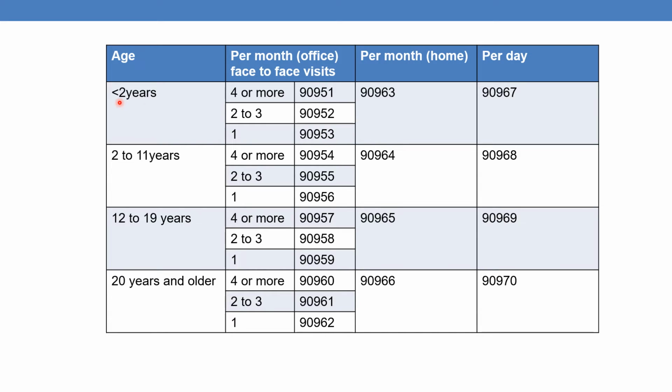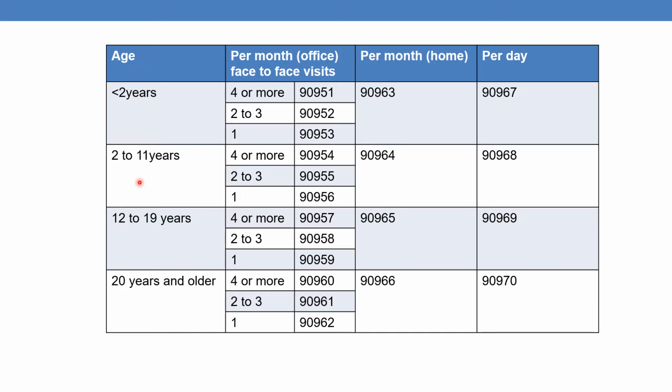If the patient is less than 2 years of age and the service is provided once per month at home, the code is 90963. And if the service is provided per day, if the patient is less than 2 years of age and ESRD services are provided per day, the code is 90967. If it is provided per month at home, the code is 90963. This is for less than 2 years of age.